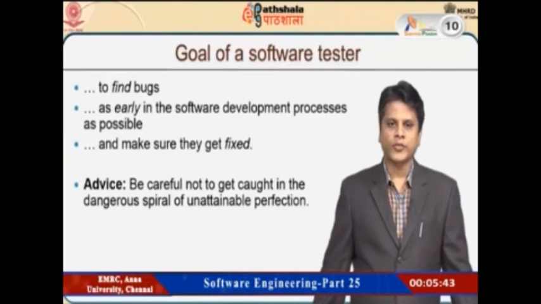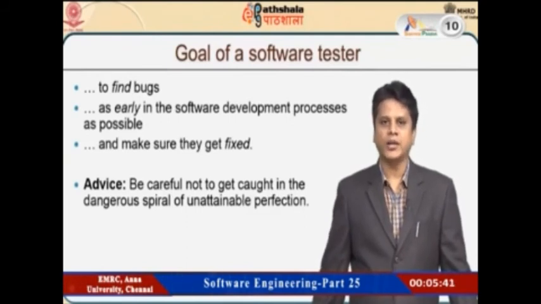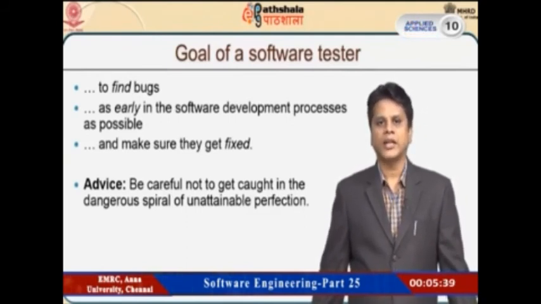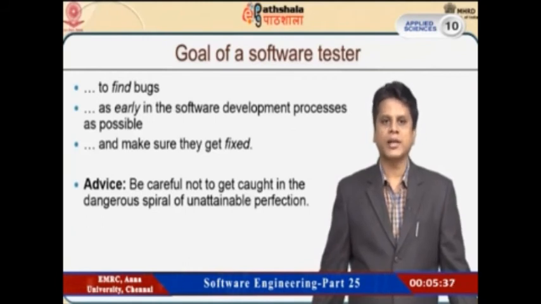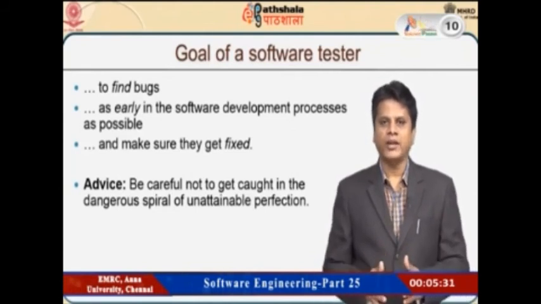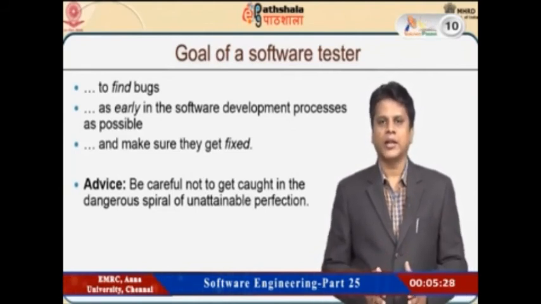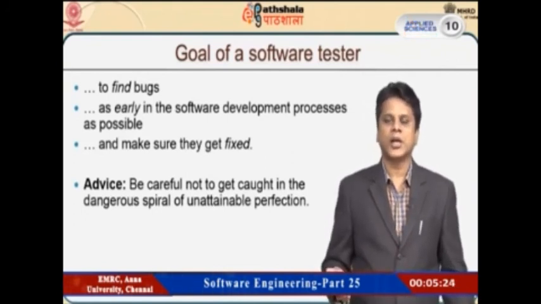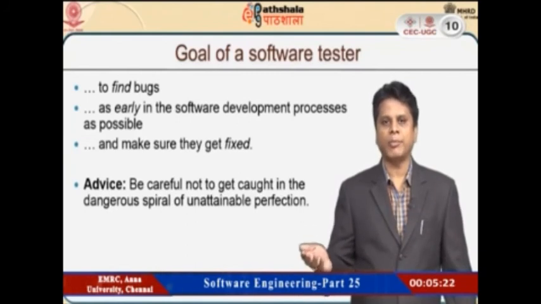The goal of a software tester is to find bugs and to point out all the bugs as early in the software development process as possible. So it is not just to find errors, but we have to find the error as early as possible, so that if it is at the specification level, map it with the cost.